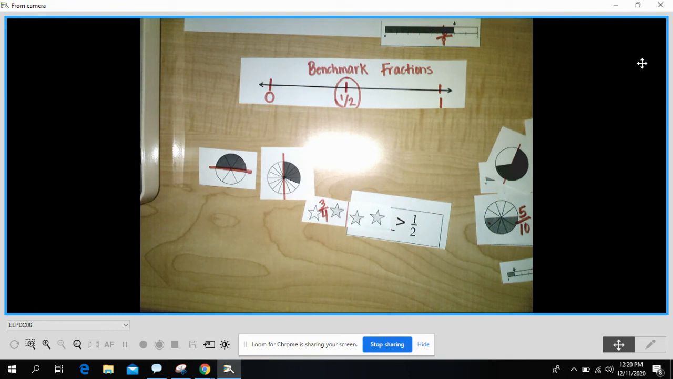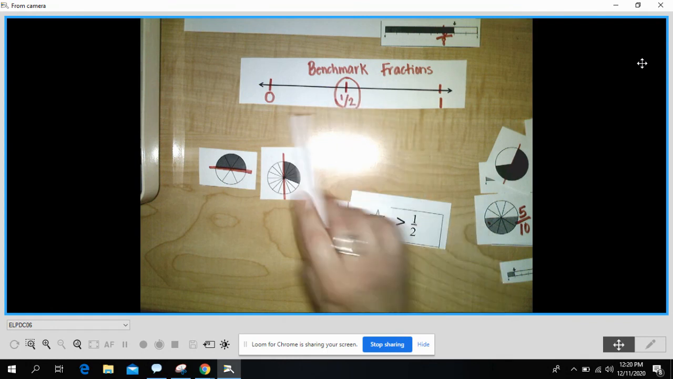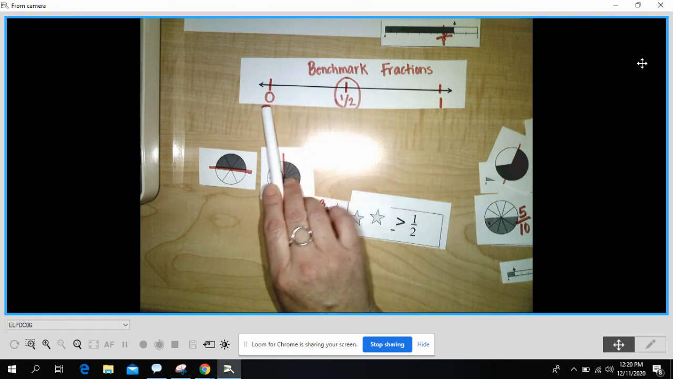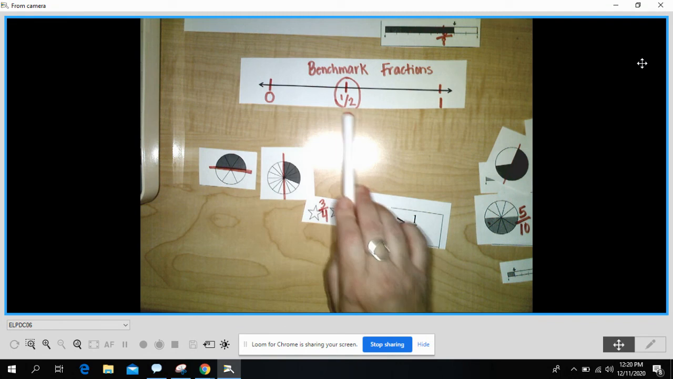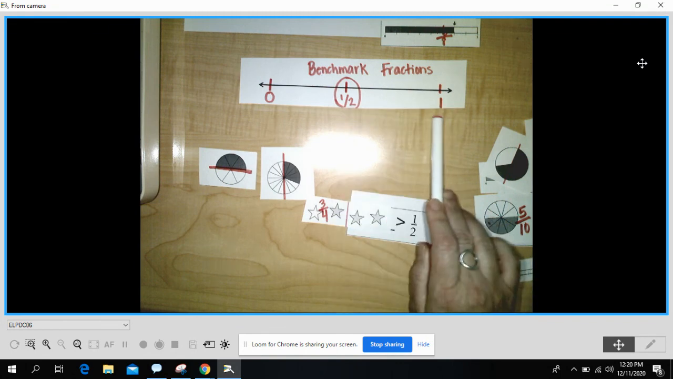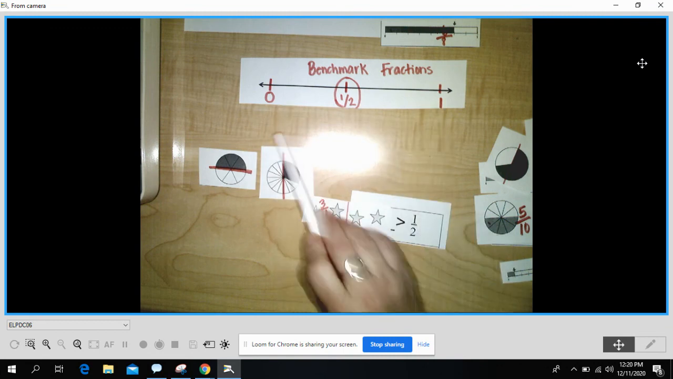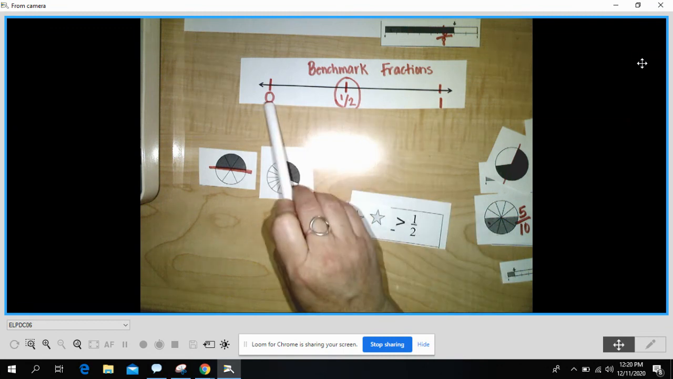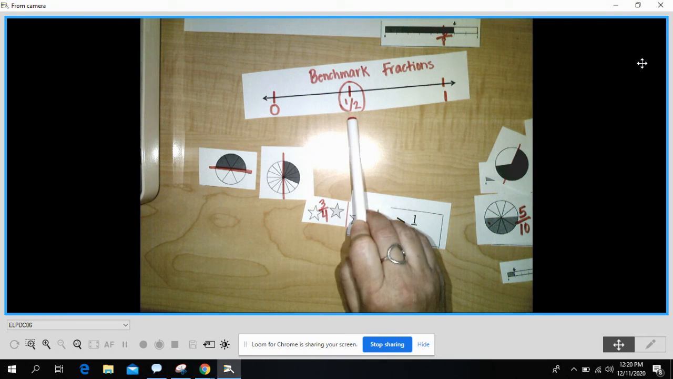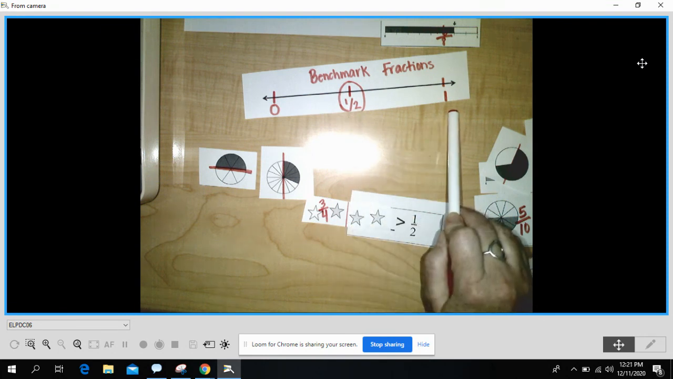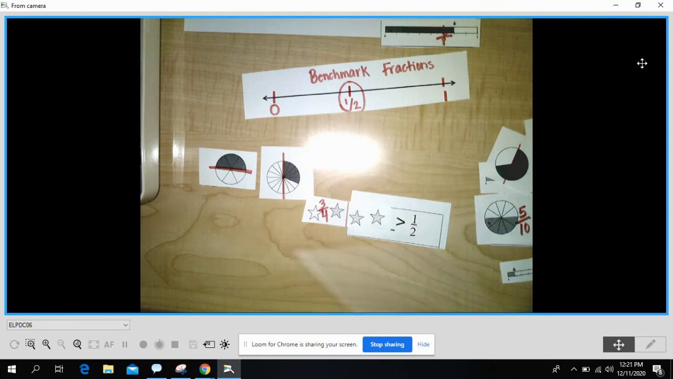All right, third grade. I know that fractions can be a bear sometimes, but I want you to remember they're super fun. I want you to always think about the benchmark fractions, the benchmark numbers. I want you to think about 0. I want you to think about 1/2, and where the fractions that you are working with fall. Is it between 0 and 1/2? Is it between 1/2 and 1? Is it equal to 1/2?